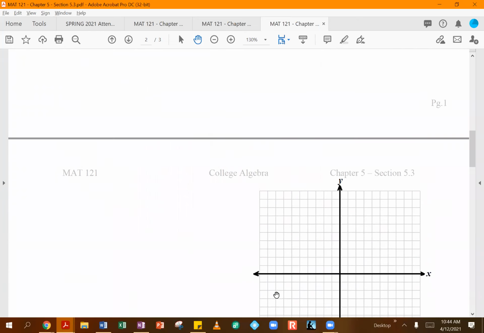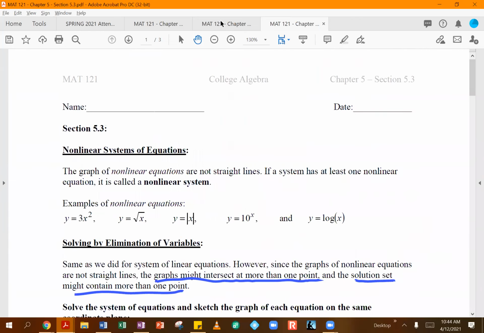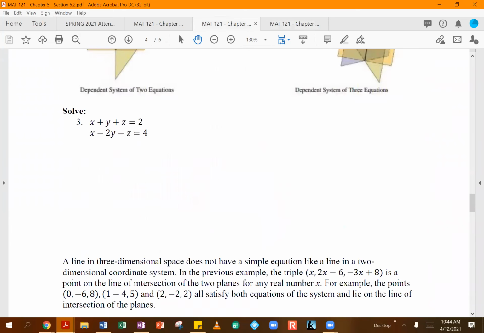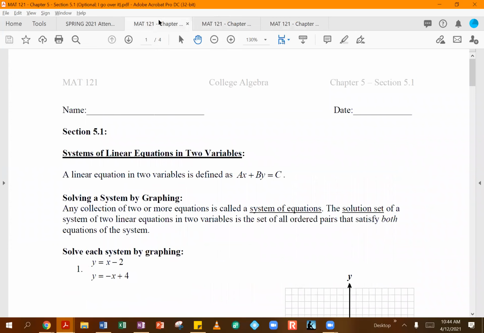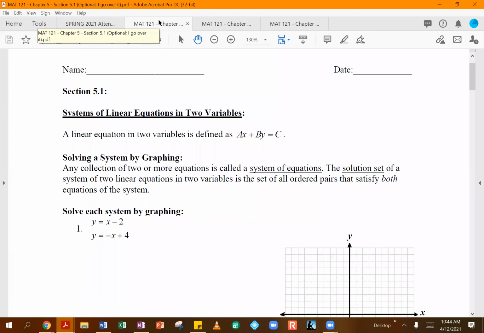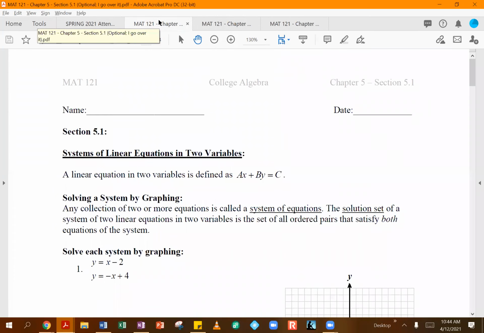So this is basically what you guys are working on, just sections 5.2 and 5.3, because remember 5.1 was just a review section. So you have no homework, no exam questions on this.